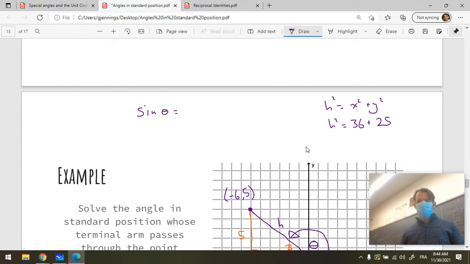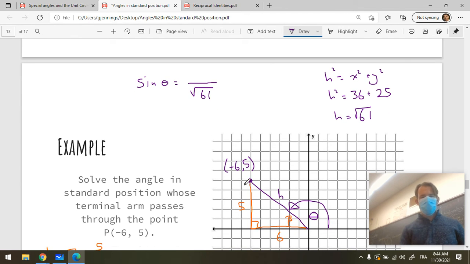And then here, h would then be 36 plus 25 gives me 61. So h would be the square root of 61. So sine theta, I'm going to have that be over the square root of 61. That's my SOH. Sine is opposite over hypotenuse. So the sine will be something over the square root of 61. And what is it? 5 here. 5 is my opposite.